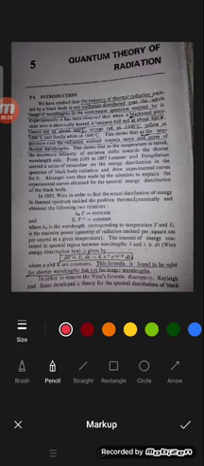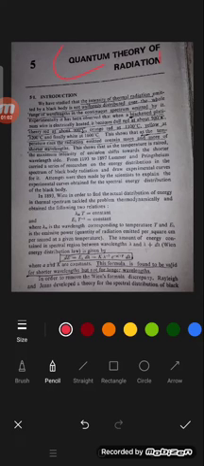Coming to the Unit 3 syllabus, it is the quantum theory of radiation. Everyone is aware of what radiation is. We saw radiation and the types of radiation in lower classes. In this unit we particularly focus on the quantum theory of radiation. A few scientists developed this quantum theory of radiation.